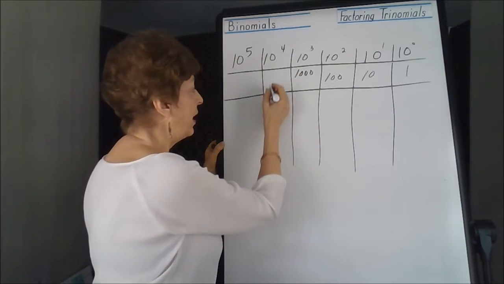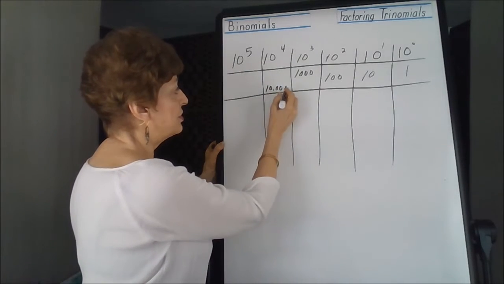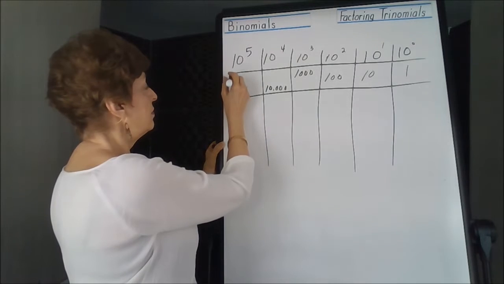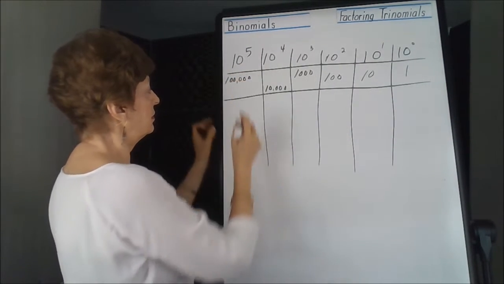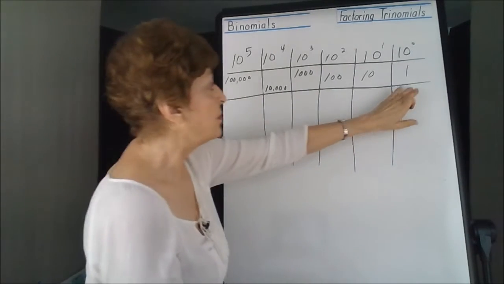10 to the fourth power is 10,000. See, we have 4 zeros on that. We have 4 as our exponent. And on this one, we've got 5 zeros, so we have 100,000. There are no zeros on this one.